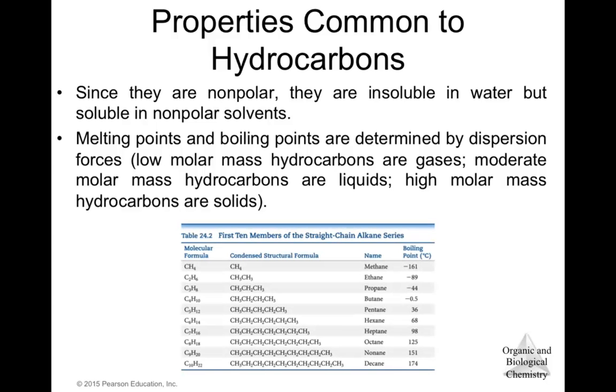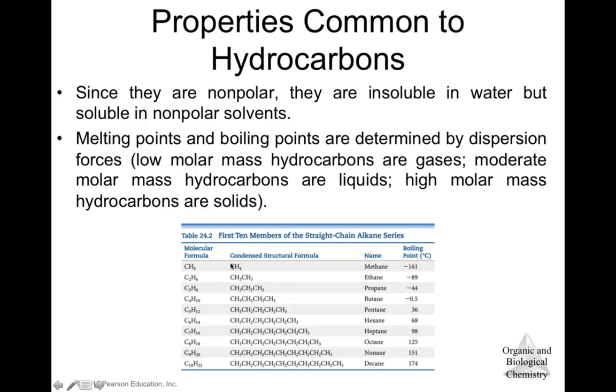Here we have a table of the first 10 members of the straight chain alkane series. The CH4 is called methane. You see the boiling point is minus 161 degrees. Ethane, with 2 carbons, is minus 89. Propane, minus 44. Butane, minus 0.5. Pentane, 36 degrees. Hexane, 68. So as you can see, as you increase the chain of the hydrocarbon, the boiling point is also increasing.